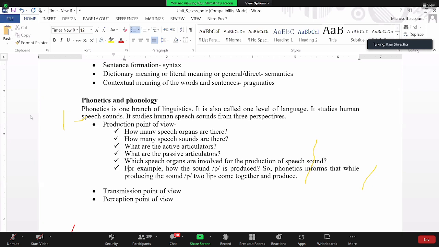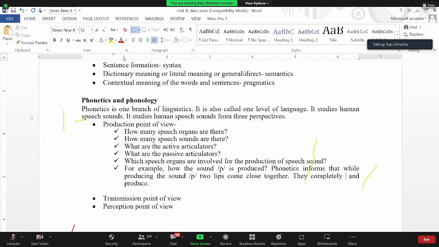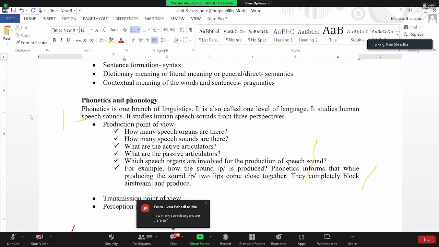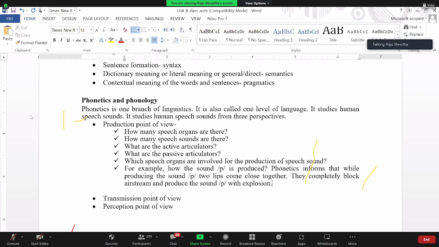Phonetics tells us these things. For example, how the sound pa is produced: phonetics informs that while producing the sound pa, two lips come close together, completely block the airstream, and produce the sound pa with explosion. This is the work of phonetics. Let us understand this much.